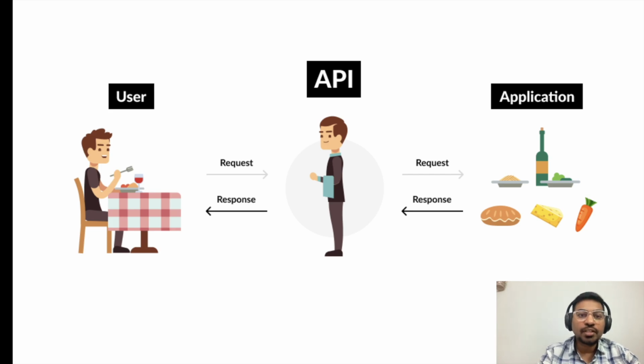So whenever a user is hitting a URL, it is raising a request, and in return, when it hits the database server, you will get a response, a web page or an application. So this is a very good example of API. So what is API? API is a mediator between front end and back end, which takes the request from the user and gives the response from the server. So this is a very simple explanation of API.